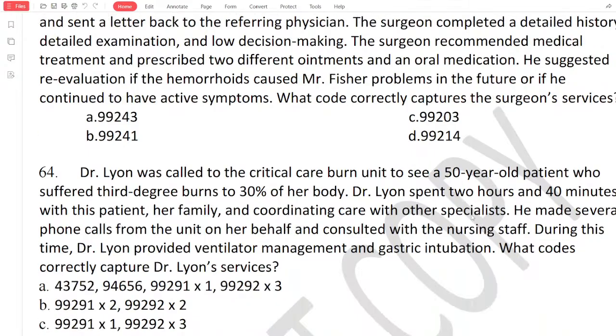64. Dr. Lyon was called to the critical care burn unit to see a 50-year-old patient who suffered third-degree burns to 30% of her body. Dr. Lyon spent 2 hours and 40 minutes with this patient, her family, and coordinated care with other specialists. He made several phone calls from the unit on her behalf and consulted with the nursing staff. During this time, Dr. Lyon provided ventilator management and gastric intubation. What could correctly capture Dr. Lyon's services?